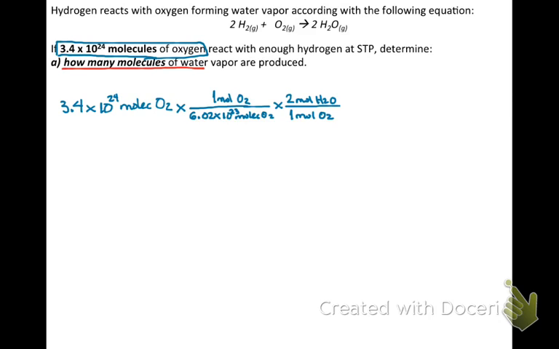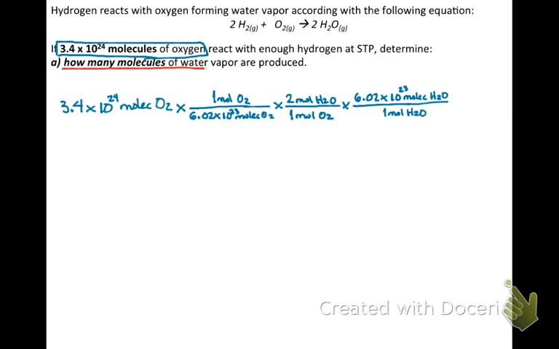And again here we need Avogadro's number to transform the moles of water into molecules of water. We know that 6.02 times 10 to the 23 molecules of water are 1 mole of water.